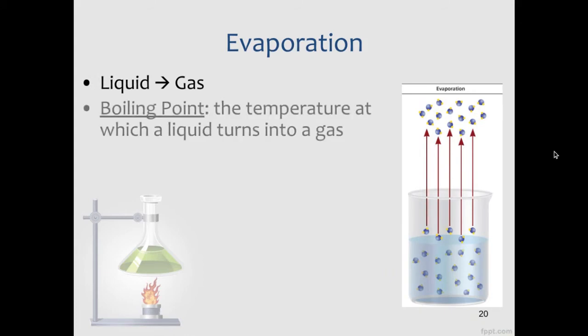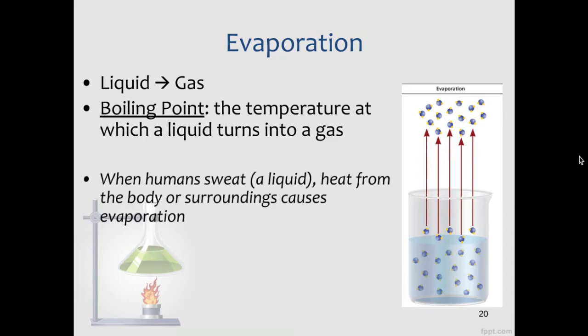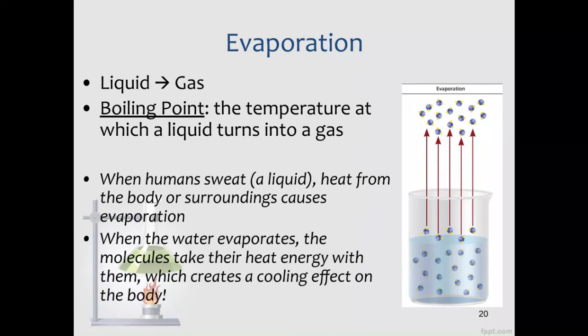Evaporation is moving from a liquid to a gas. The boiling point is the temperature at which that liquid turns into the gaseous form. For example, when humans sweat, that's a liquid. The heat from the body or the surroundings will cause evaporation. As the sweat evaporates off the skin, it takes the heat with it, and that creates that cooling effect on the body.